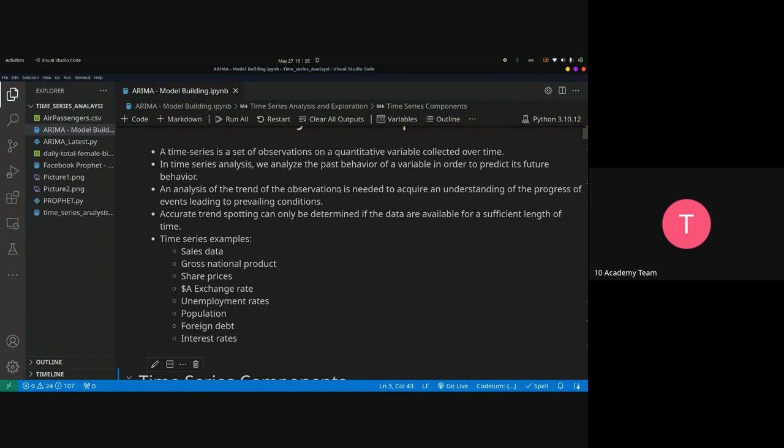It's based on time. In time series analysis, we analyze the past behavior of the variable in order to predict its future behavior, right? So there are different examples of time series data, like sales data, gross national product, unemployment rate, population, foreign debt, interest rate, etc. So the objective is, using the past data, how can we predict the future?